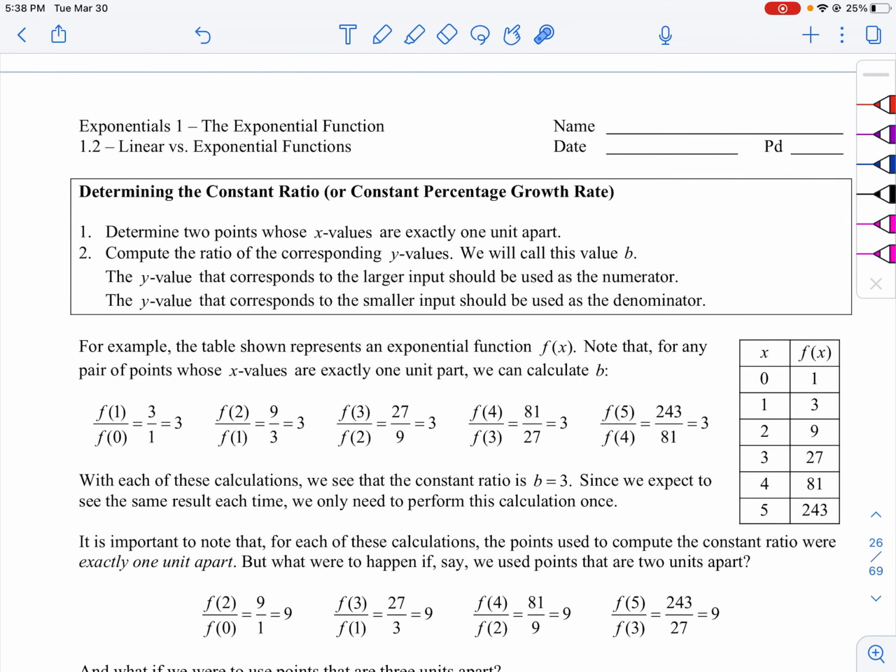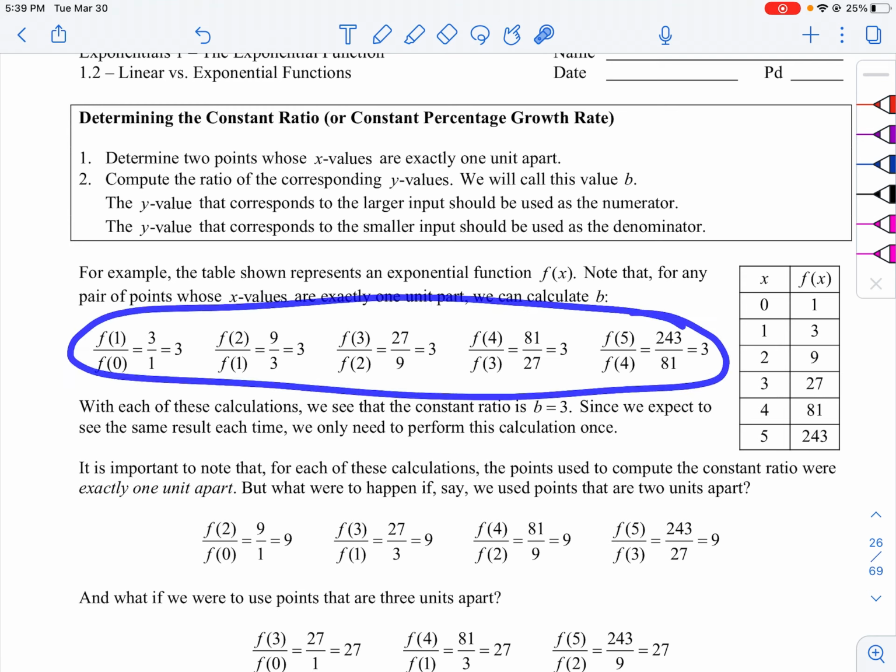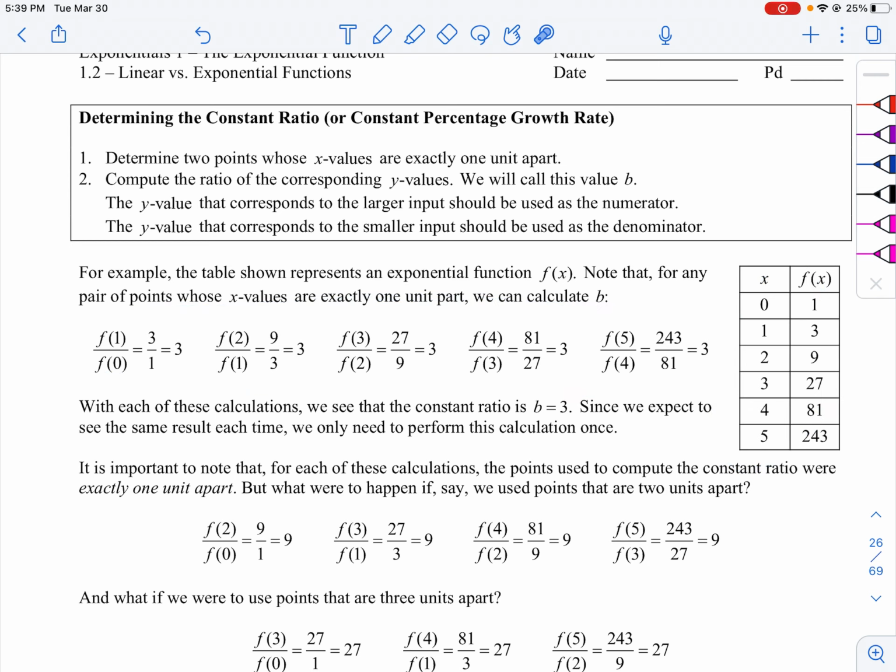Okay, let's move on. We are going to determine the constant ratio. We determine 2 points whose x values are exactly 1 unit apart. Compute the ratio of the corresponding y values, and we will call this the value b. For example, please note that all of these are connected to this table. We have f of 1 over f of 0. I want to make emphasis on this. These numbers inside the parentheses are the x values, and the numbers right there are the y values. So instead of calling that f of x, I'm going to call that y.